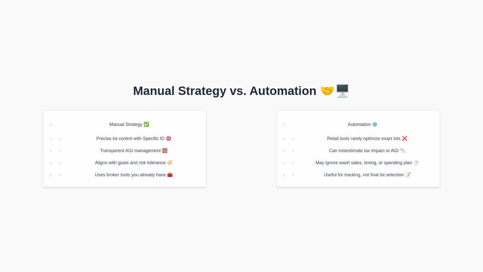Retail-grade tools generally do not optimize exact lot selection and can misestimate tax impact or adjusted gross income. They may overlook wash sales, timing considerations, or your spending plan. Automation can be helpful for tracking, but it is not a substitute for deliberate lot-by-lot decisions.